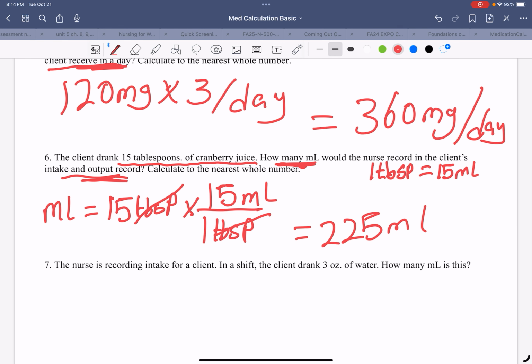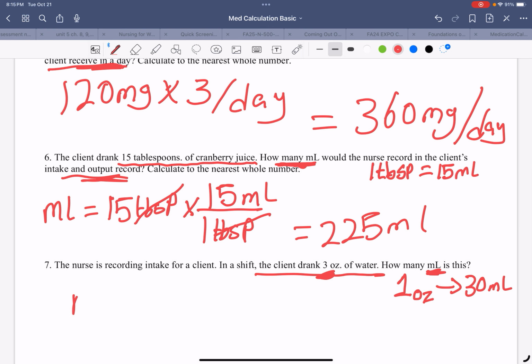All right, the nurse is recording intake for a client in a shift. The client drank 3 ounces of water. How many milliliters? Again, we're just doing a conversion, so you need to memorize some of these conversions. The way I remember this: think about a bottle of water, typically around 9 ounces or so, and sometimes it says about 120 milliliters. So 1 ounce is equivalent to 30 milliliters.